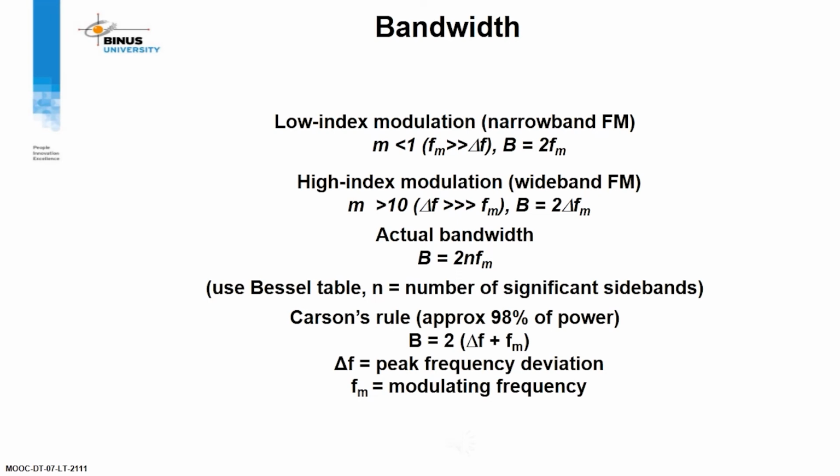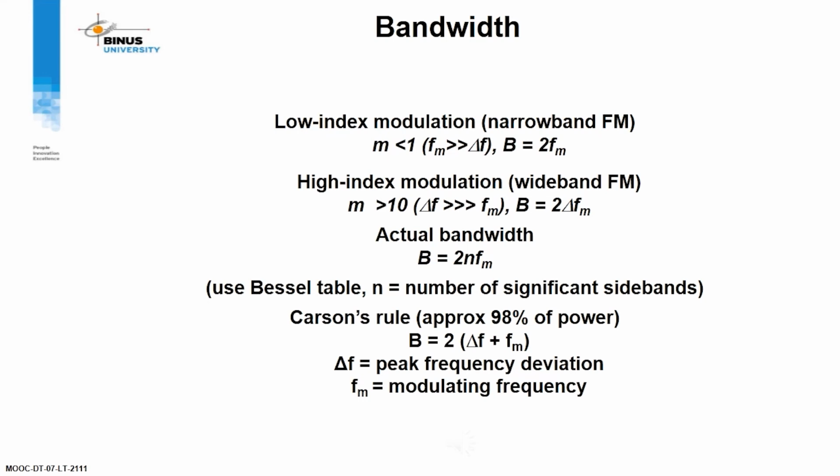Bandwidth. For low index modulation, or narrowband FM, bandwidth is equal to 2 times the modulating frequency. For high index modulation, wideband FM, bandwidth is equal to 2 times delta F. Actual bandwidth is equal to 2 times N times fm. Use the Bessel table, where N is the number of significant sidebands.